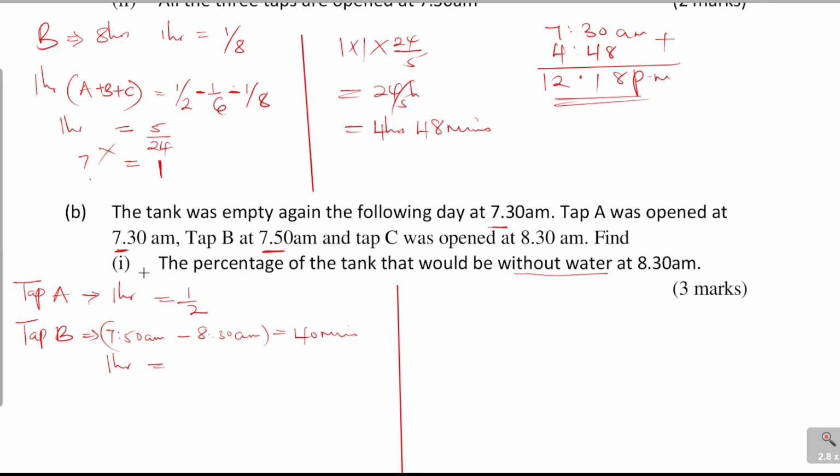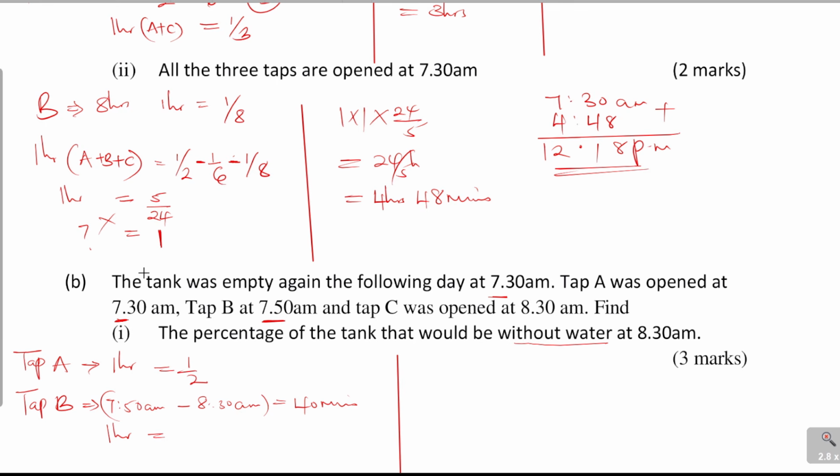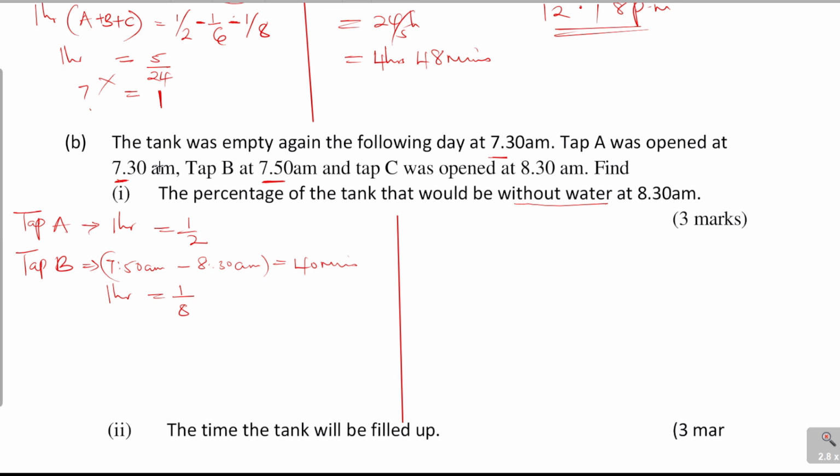In 1 hour, tap B can empty an eighth of the tank. Where did we get this? We are already given that B can empty the tank in 8 hours alone. So in 1 hour, it can empty an eighth of the tank. So what about in 40 minutes, because it was not opened for 1 hour?